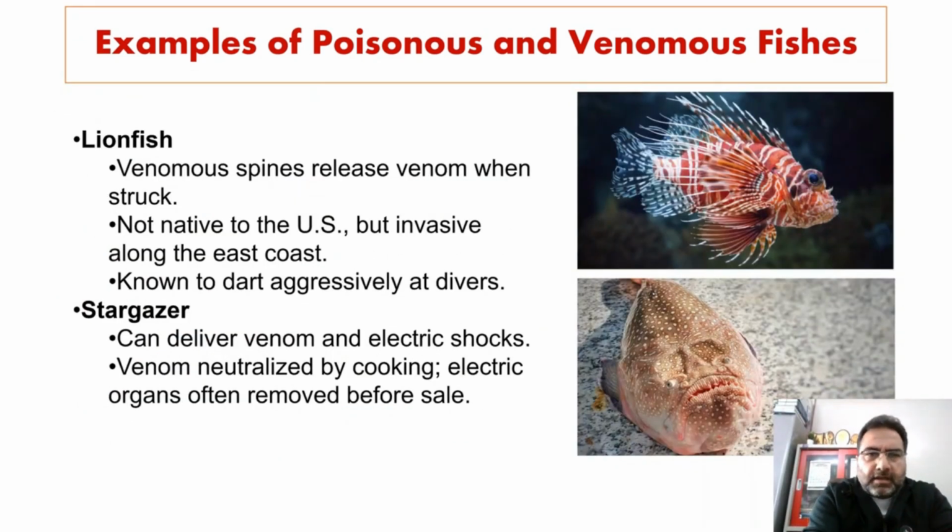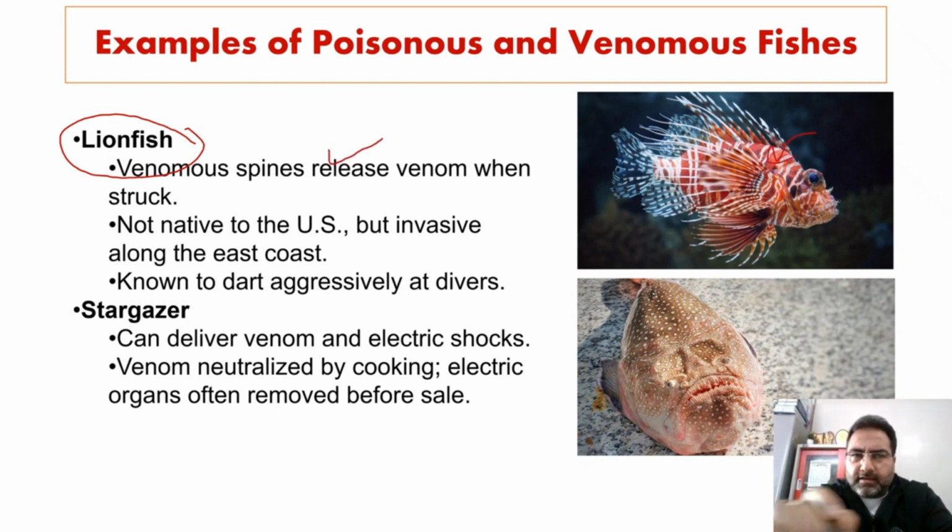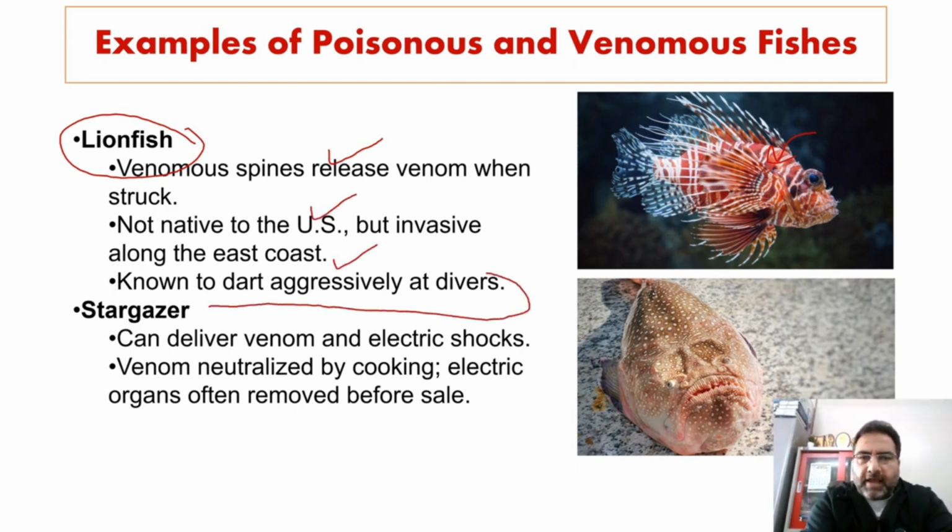Then another fish, the lionfish, is also known to be a venomous fish. It releases venom when struck. Whenever somebody strikes it, it releases the venom. It is not native to the US, but invasive along the east coast of the USA. It is known to dart aggressively at divers. Divers who try to come closer to this lionfish are known to be darted at aggressively.